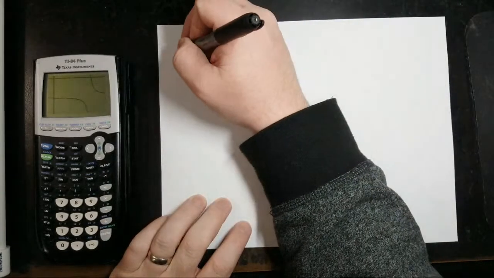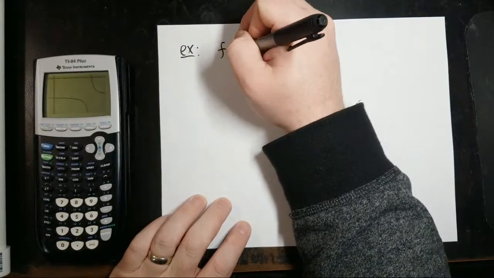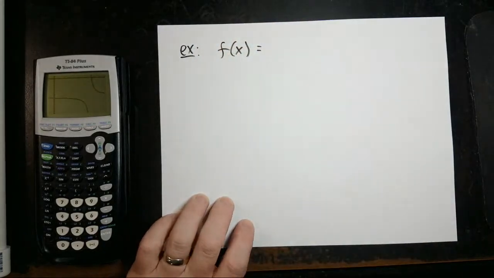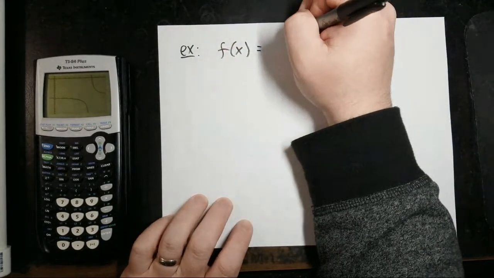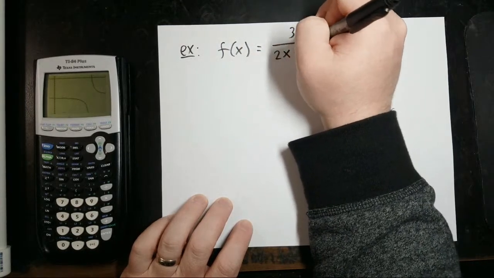Let's see here. Let's try... Oh, that's a good one. Yeah, let's do that one. Example. F of x equals 3 over 2x minus 4.